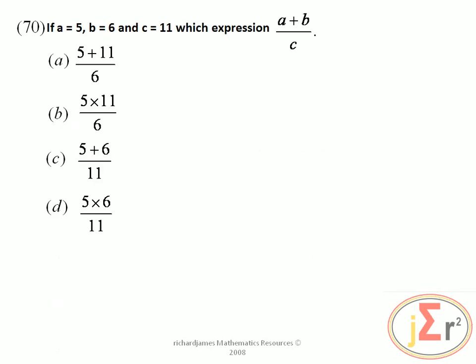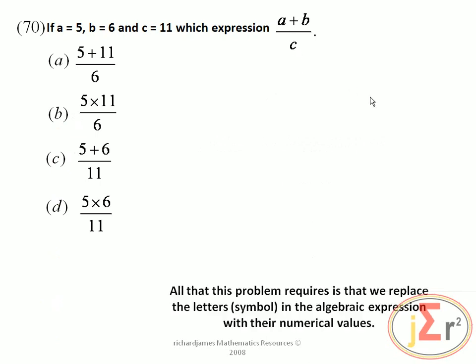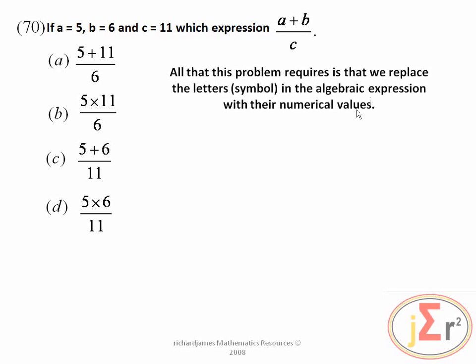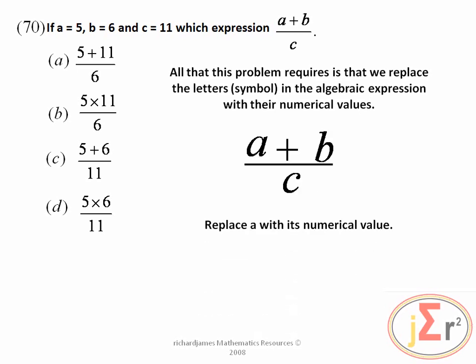If A is equal to 5, B is equal to 6, and C is equal to 11, which will represent the expression A plus B to be divided by C? All that this problem requires is that we replace the letters or symbols in the algebraic expression with their numerical values.